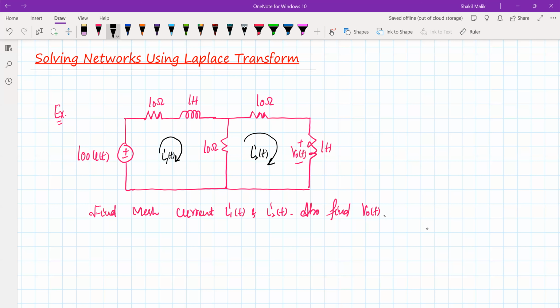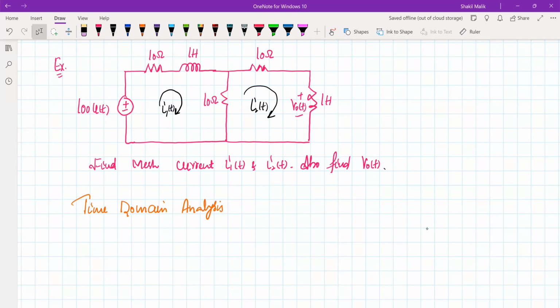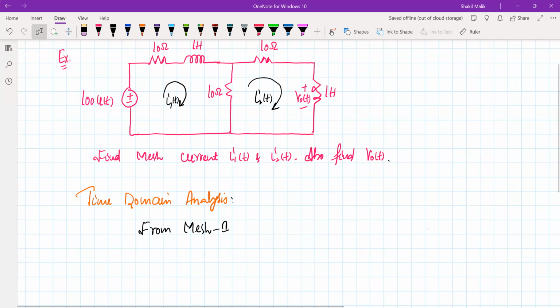Okay. So first of all, if we use time domain analysis, how will we solve this? We'll write the KVL for these two loops and solve for I1 and I2. So let's suppose we use time domain analysis. We'll write the KVL equation for mesh 1. Mesh 1 means this one.